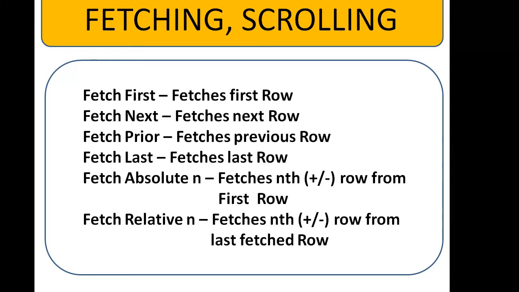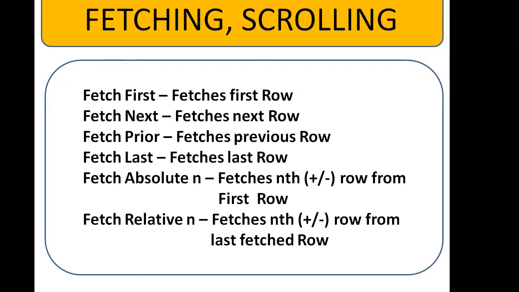First one is fetch first, which fetches the first row from the cursor. Fetch next fetches the next row from the last fetched. Fetch prior fetches the previous row from the last fetched. Fetch last fetches the last row from the cursor.